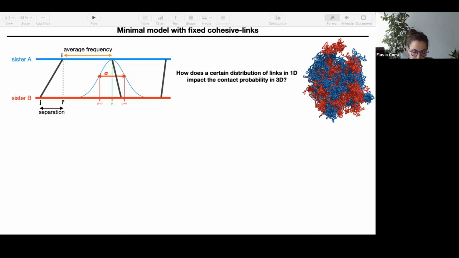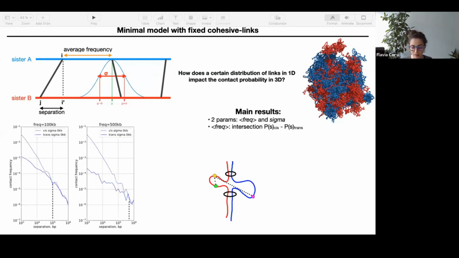have a fixed average frequency and a misalignment that is randomly chosen following a Gaussian distribution. And so sigma will be the standard deviation of the misalignment. The misalignment is on average 0, so the genomic separation between I and J will be the same as between I prime and J. And we computed the contact probability in 3 dimensions.